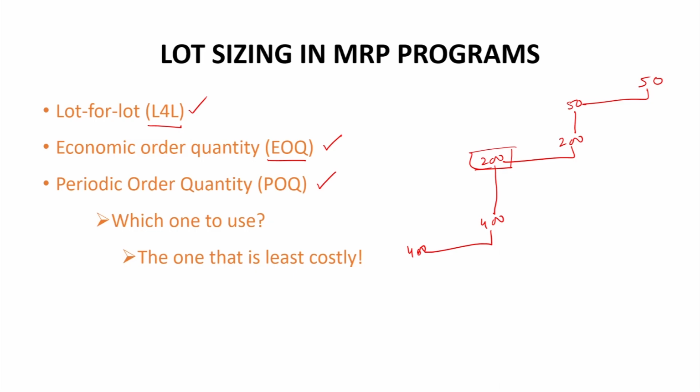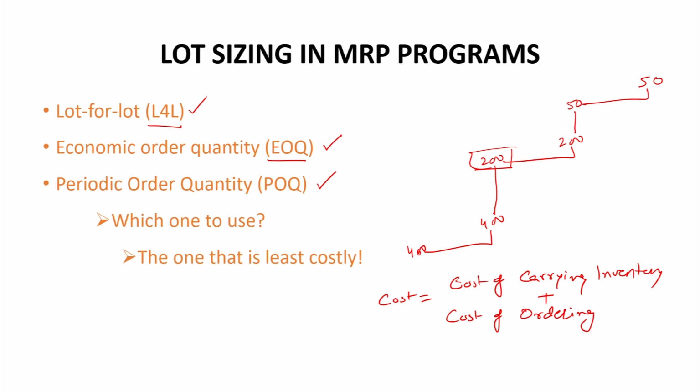Again, based on which particular system or program gives you the minimum total cost, we can go for that. 2 types of cost are there. One is the cost of carrying inventory, and the second is the cost of ordering. Ordering can be a purchase order, it can be a work order, it can be manufacturing, or it can be purchase.